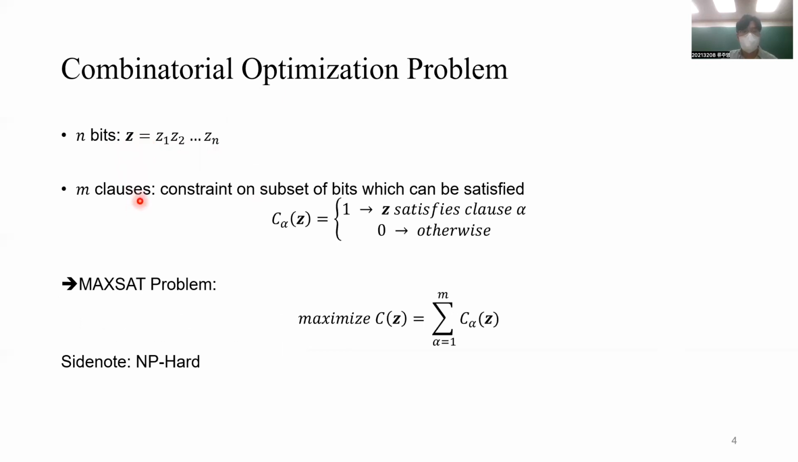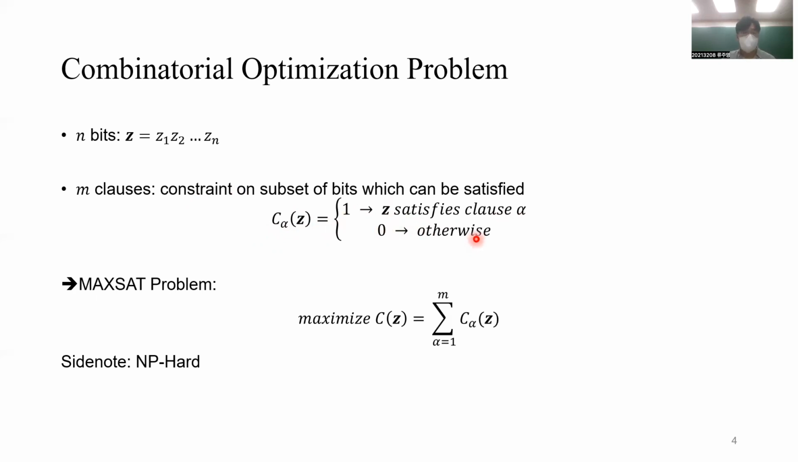And let's say we have m clauses, and each clause is like a constraint, and this constraint is only on a subset of bits, and it can be satisfied or not satisfied depending on the values of each bit. So we can write this like a function. Let's say we have C_alpha(z), which represents clause alpha, and this function will return 1 when the bits satisfy clause alpha, but it will return 0 if it does not satisfy this clause.